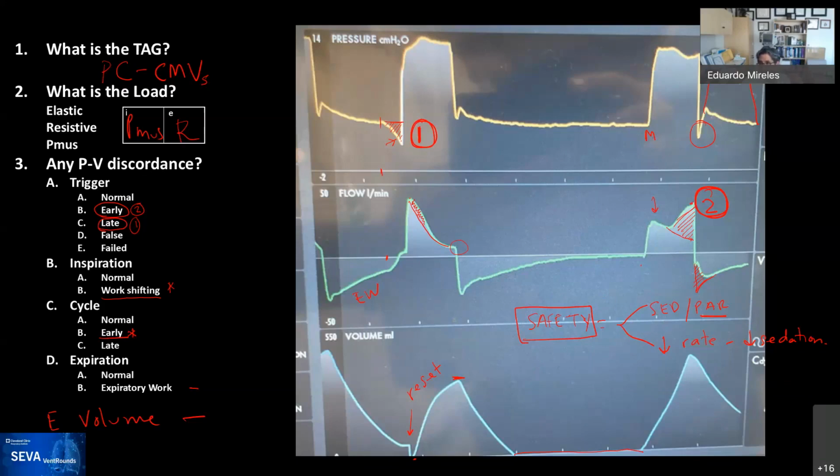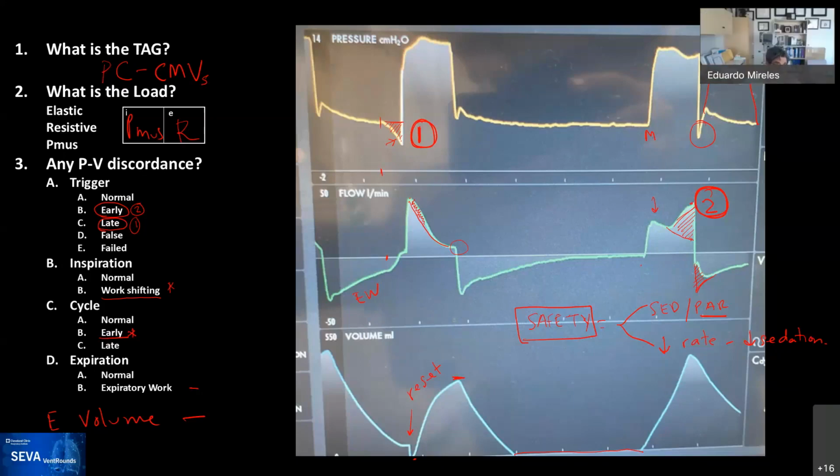I'll see if there are any comments. Rob, any comments here or anybody else? Ariel said, make a long expiratory pause to see what happens. If you do a long expiratory pause, that could unmask a PMUS effort. But that's what you would expect to find if you drop the rate or drop the sedation anyway.